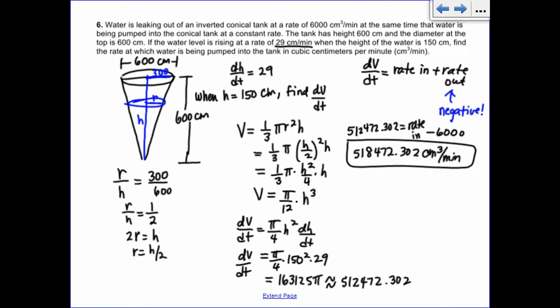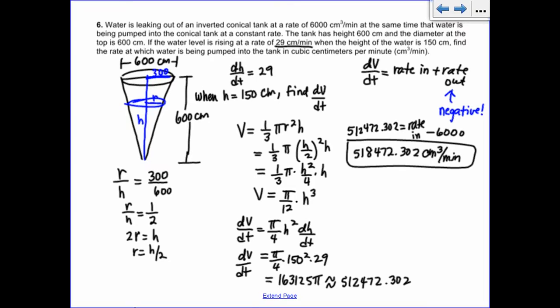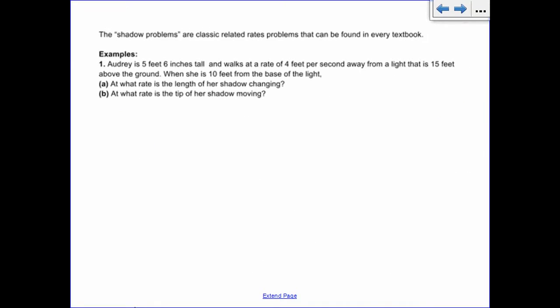All right, one more type of problem. It's actually two, but I think I'll just do one. So shadow problems. Shadow problems are in every single book, they're probably on every AP test. I'm sure in the multiple choice they'll have some shadow problems. They're kind of weird. They're easy, but they're weird to think about.